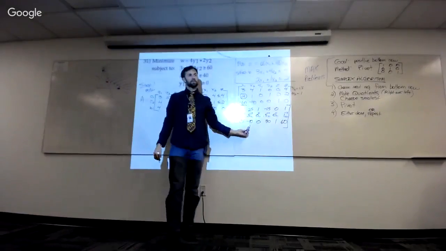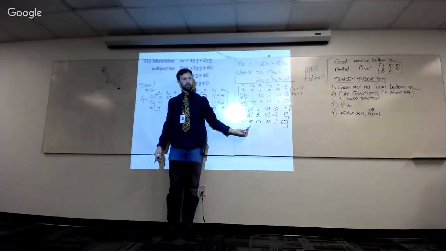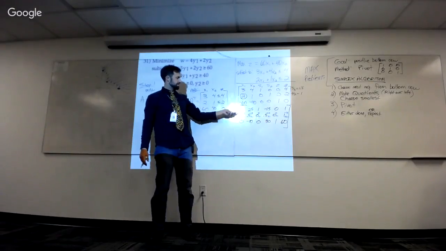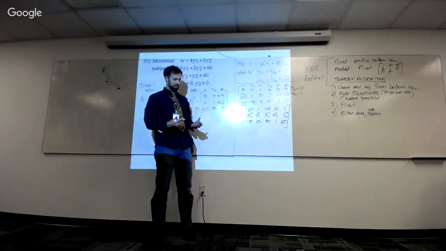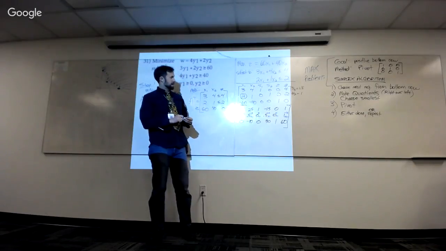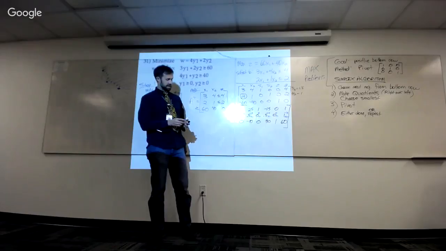Because we have a negative number, we get to do the simplex algorithm again. Nice. We did successfully pivot. We created a 1 with zeros above and below it. But we get to do simplex again.